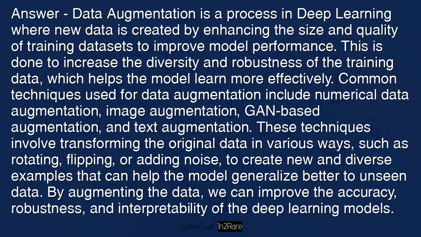These techniques involve transforming the original data in various ways, such as rotating, flipping, or adding noise to create new and diverse examples that can help the model generalize better to unseen data. By augmenting the data, we can improve the accuracy, robustness, and interpretability of the deep learning models.